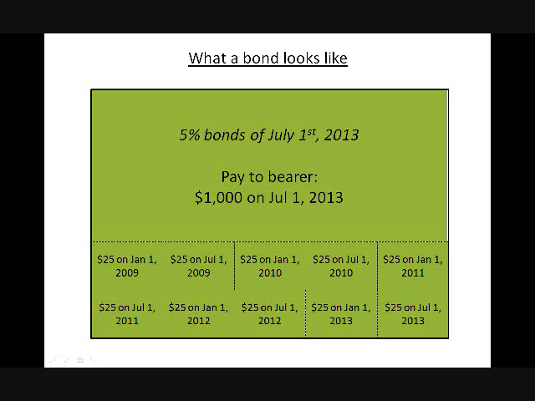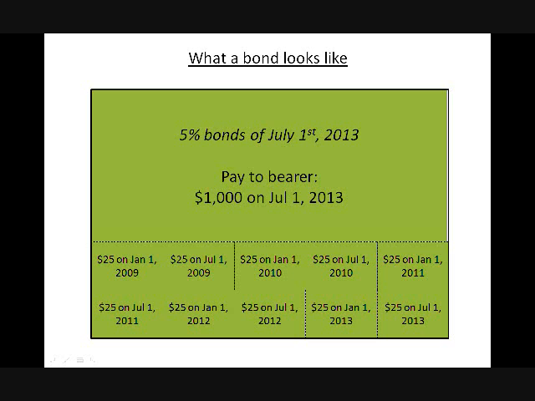The first coupon is paid 6 months from today. So let's suppose, for simplicity, that today is July 1st. The first coupon will be paid on January 1st, 2009, and it'll be a $25 payment. Then 6 months after that, you'll get another $25, and the next 6 months another $25, etc. The last coupon payment is paid on the maturity date, which is $25 on July 1st, 2013. So that last coupon payment is paid on the same date as the face amount. They're both paid on the maturity date.